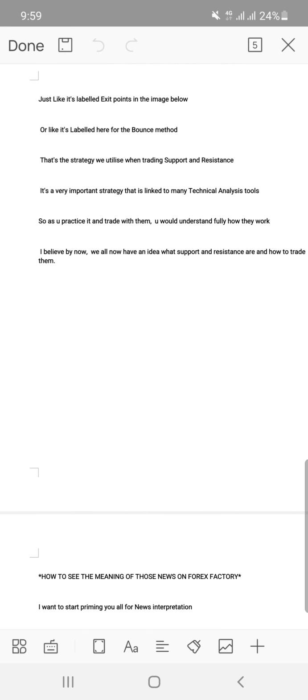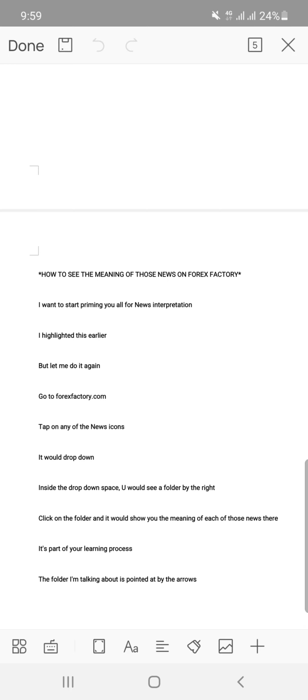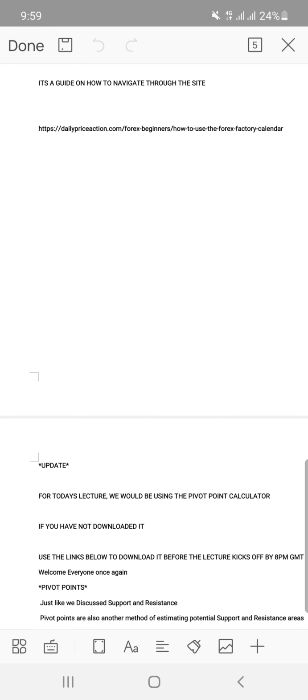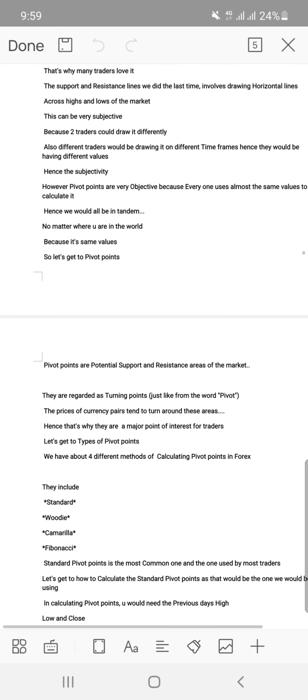In the next class, I'm going to talk about how to trade news on Forex Factory and some other sites. Then the next thing after that, we'll talk about pivot points. So I think this is where we're going to stop.